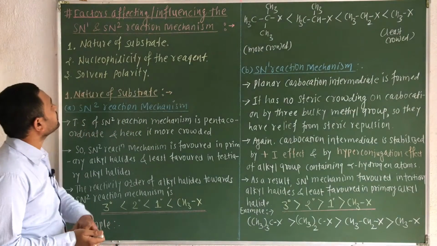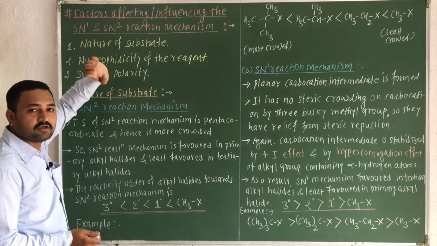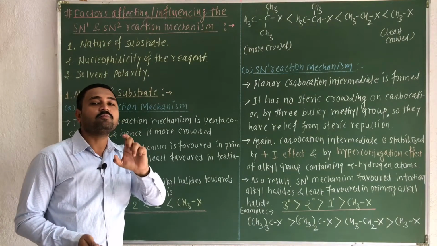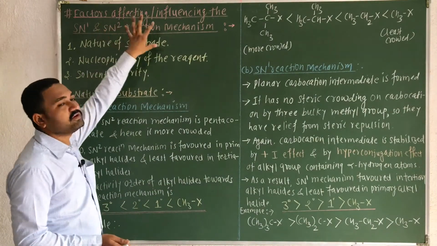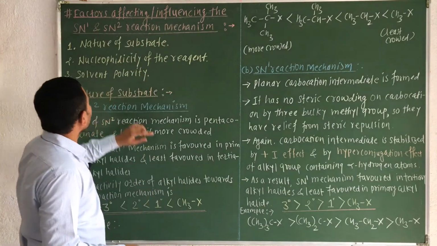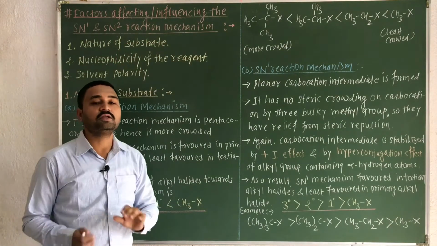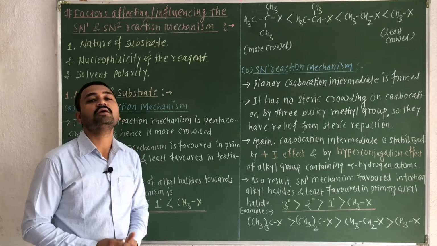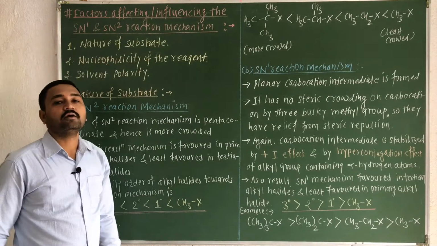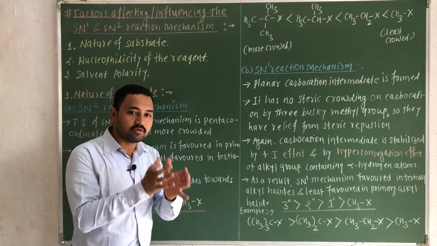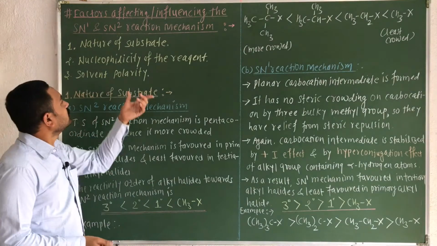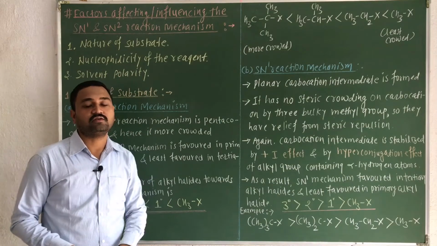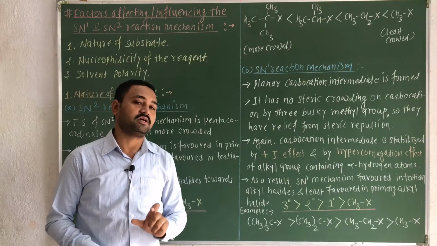Out of that, the first factor is the nature of substrate. Which particular type of alkyl group you are going to take will affect the SN1 and the SN2 reaction mechanism. Second one is the nucleophilicity of the reagent, that means the nature of your nucleophile, that is OH minus ion. Then next one is the solvent polarity. Which particular solvent you are using for your SN1 and the SN2 reaction mechanism also matters. The nature of that solvent also affects the SN1 and the SN2 reaction mechanism.